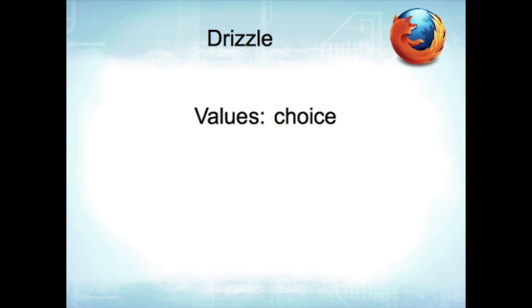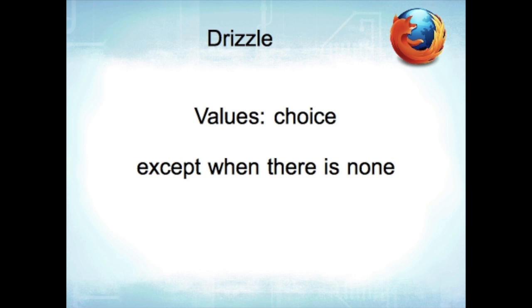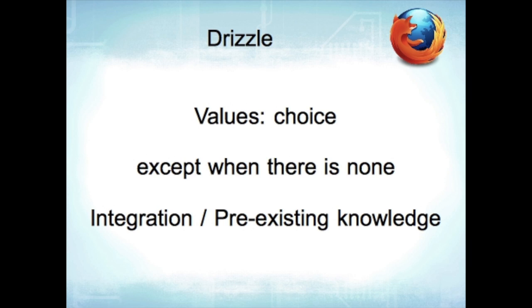So what are Drizzle's values, right? We talked a little about values. There's a lot of choice, right? You choose what you add in, except when there is none, because they were like, well, you don't need that. Go use something else for that. And there is some integration, pre-existing knowledge. If you know how to query, you can do stuff. But there's a lot of stuff that's not in there.